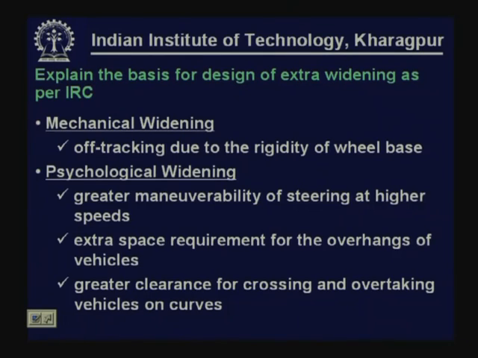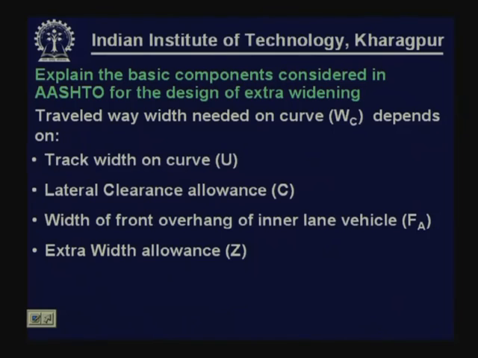Psychological widening considers other factors like greater maneuverability of steering at higher speed, extra space requirement for the overhang of vehicles, and greater clearance for crossing and overtaking of vehicles on curves. Basically all are predominantly psychological reasons. So, the two components are considered and then they are added together to get the total requirement.